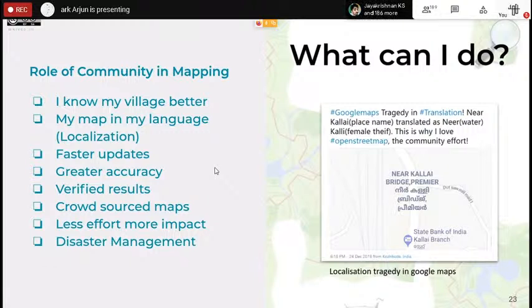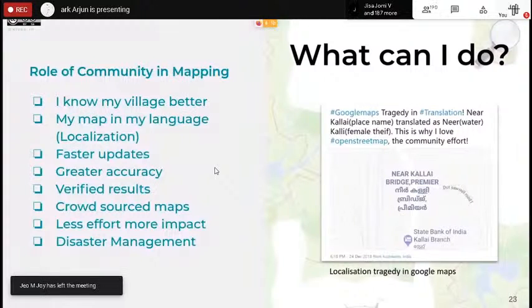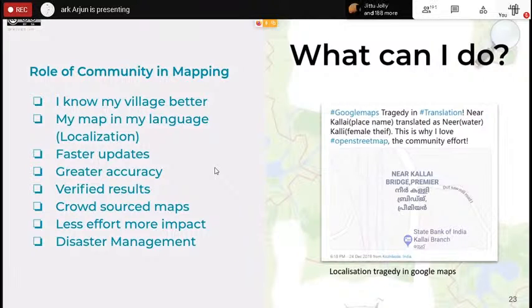At the time of disaster management, you have seen in 2018 we didn't have enough data for the rescue operation during the Kerala floods, or even the Chennai floods. So we need open data for all these purposes.